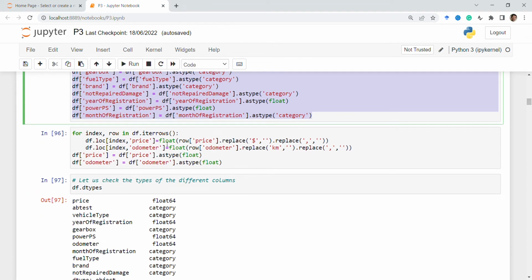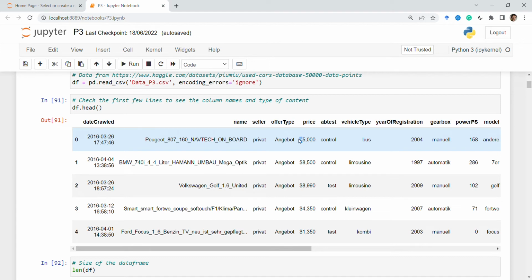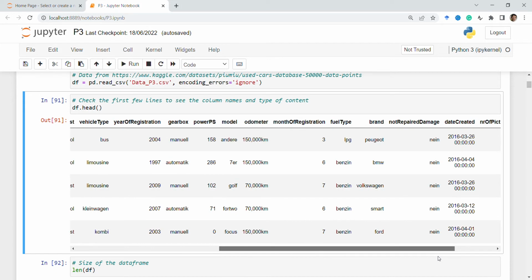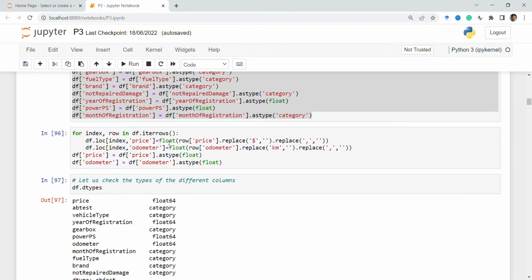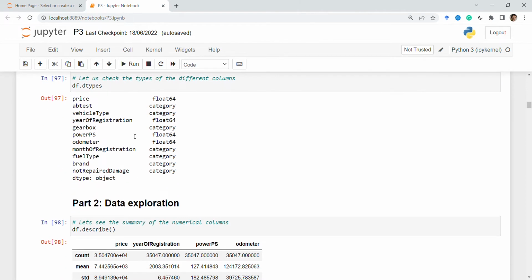And then there is a little bit of handling here. You see that there are dollar signs, there are commas, and there are kilometers, and again commas. So we want to convert all those to numbers. We convert the price to numbers after removing the dollars and the commas, and the same for the number of kilometers. And then we have to make sure that they are floats. Okay, so this is our model.